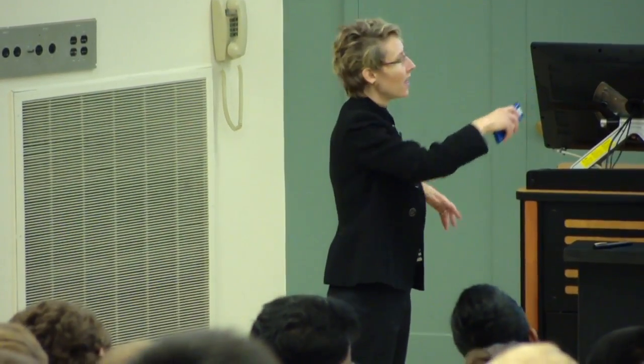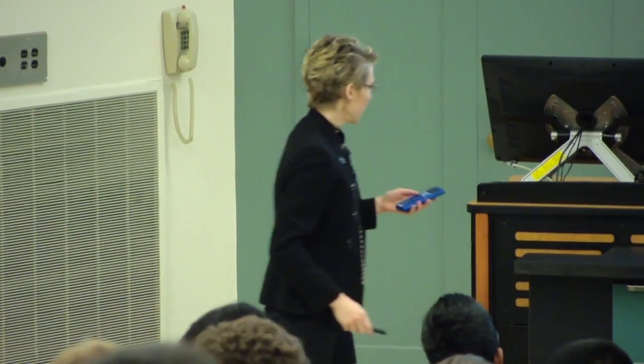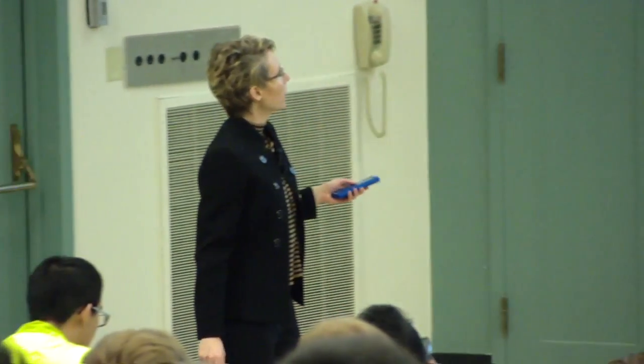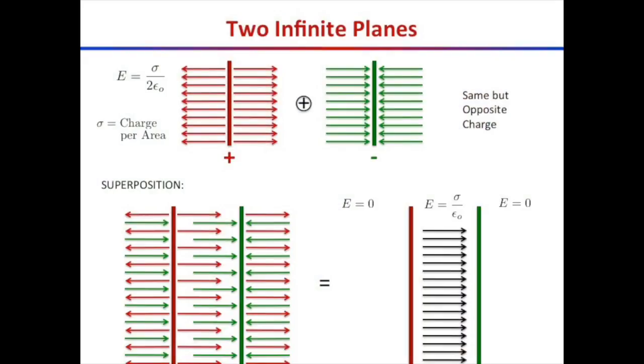In the middle here, they don't cancel. They're pointing in the same direction. Okay, so now I have them both pointing that way. So they'll add directly. And in the middle there, I add up sigma over 2 epsilon naught to sigma over 2 epsilon naught, and I get sigma over epsilon naught. So here's the total field configuration of two infinite parallel planes where one is positively charged and the other is negatively charged. Yeah, question here.